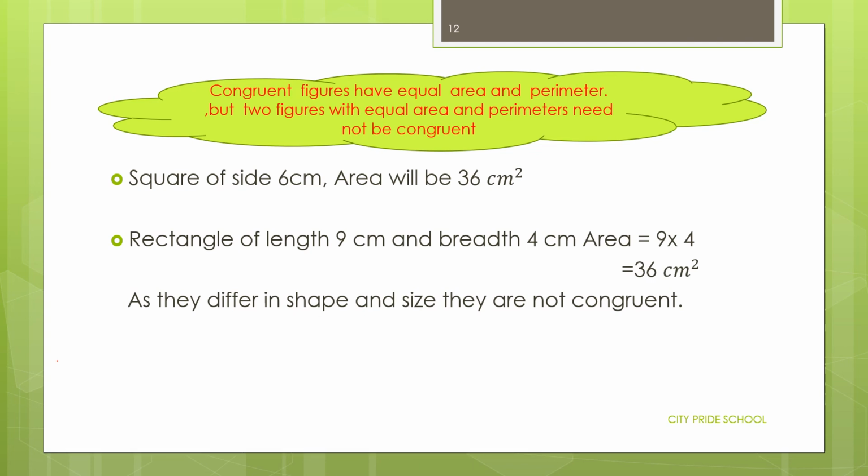I have taken a square of side 6 cm. Its area will be 36 cm square. Now I will take a rectangle whose length is 9 cm and breadth is 4 cm. Here also the area will be 9 into 4, that is L into B, which is equal to 36 cm square. But this square and rectangle will not be congruent because they differ in size and shape.